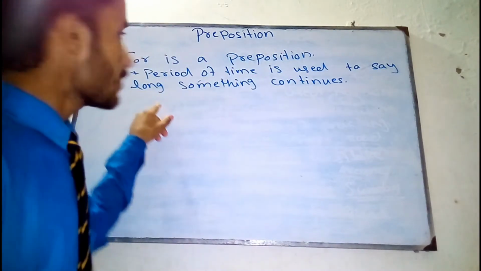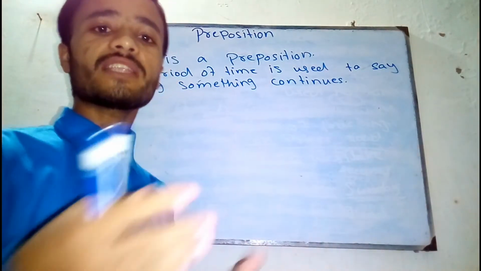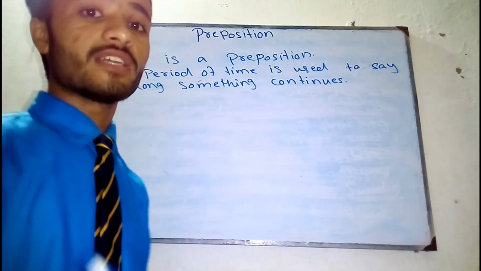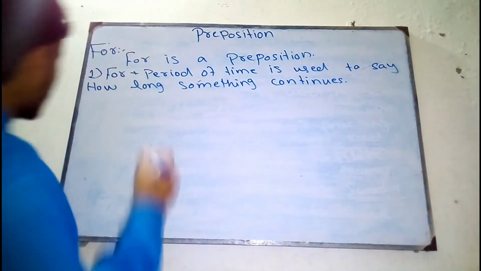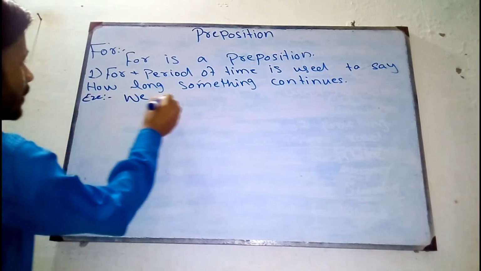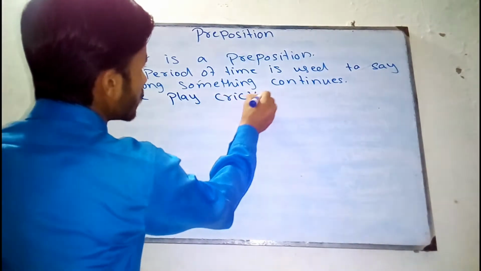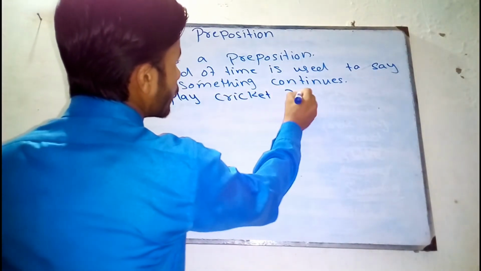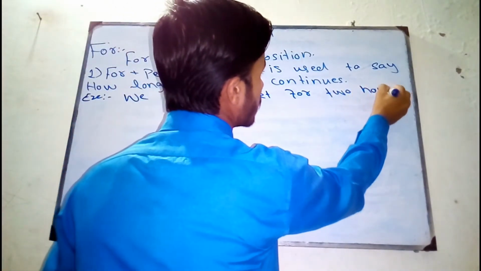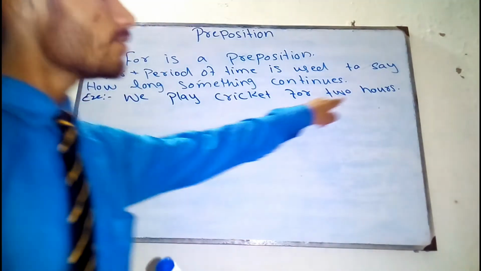The first usage is that we want to know for how long an action was continuing. Is this clear? So see the first example. We play cricket for 2 hours. We play cricket for 2 hours.